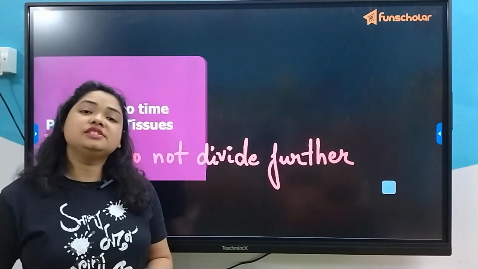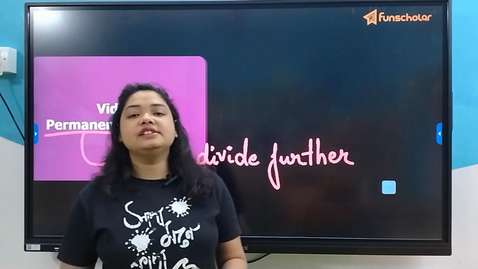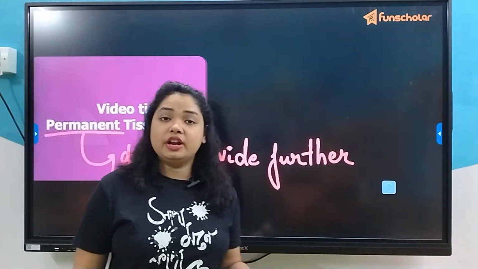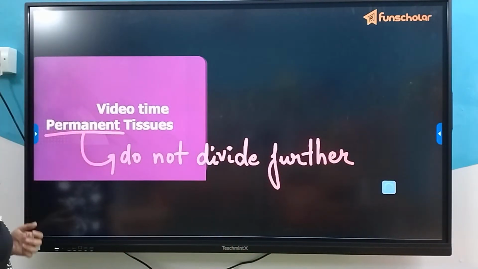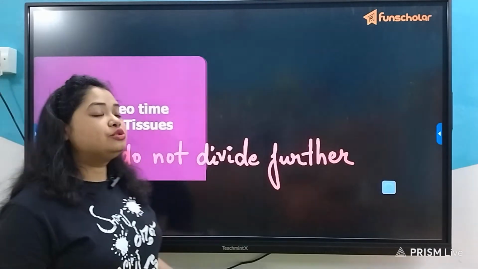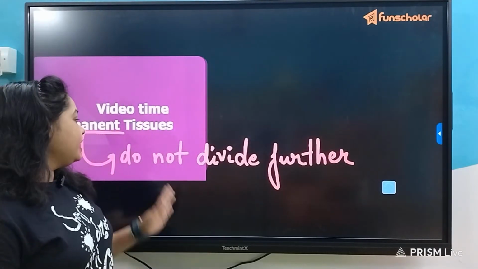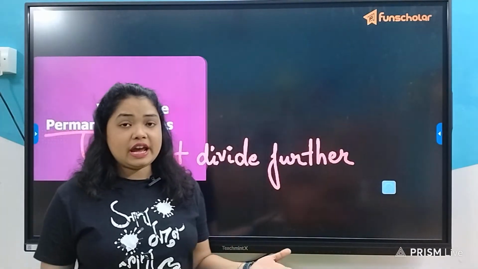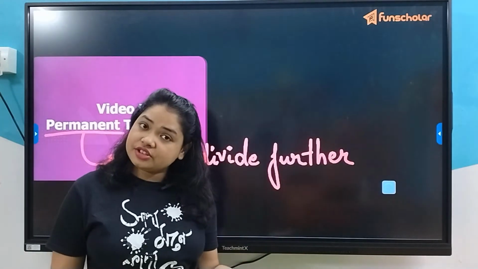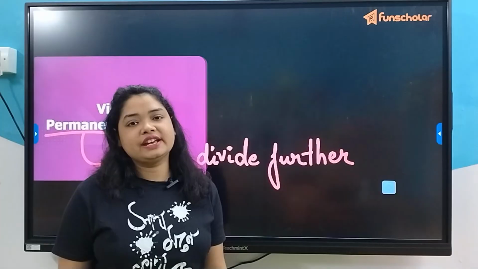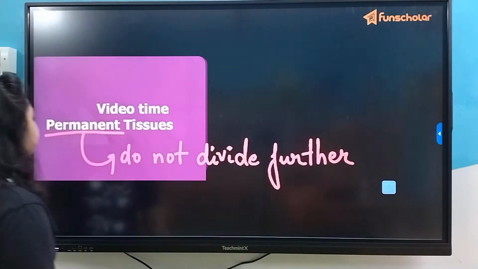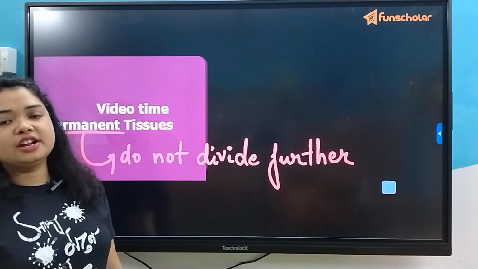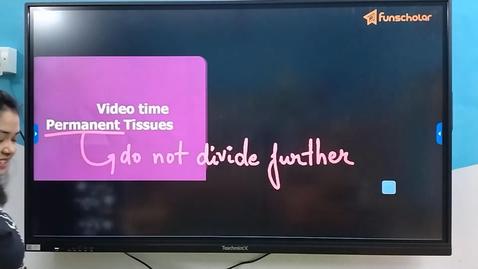meristematic tissue means to divide and give rise to new cells that help in either increasing the height or the girth of the plant body. But in this case, permanent tissues actually lose the capability to divide, and that is why they are called permanent tissues. But they can also regain the capability to divide, as we have seen in the case of dedifferentiation, and that was the special case in plants. Now let's watch a video regarding permanent tissues, what it's all about and what its characteristics are. Okay, so let's begin.